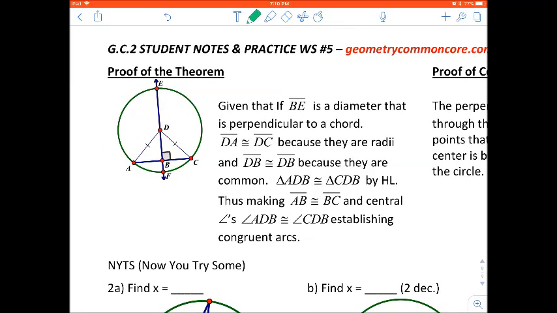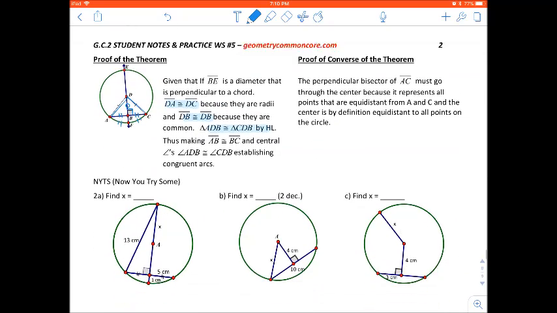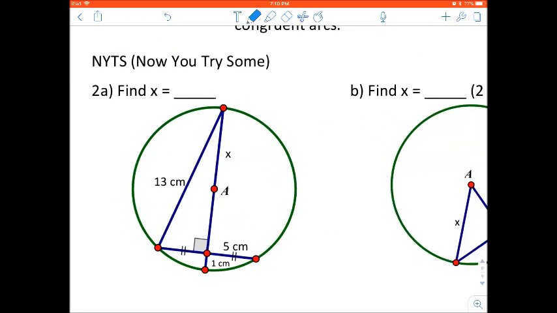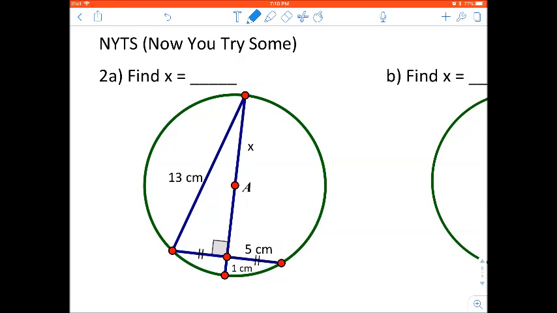If you look at the 2 triangles that are drawn, we have DA and DC as radii, and you have chord AC, and the diameter forms a right angle. If you look at the last piece, DB, then HL shows the 2 triangles are congruent, which means corresponding parts are congruent. So that's why AB and BC are congruent, and then the arcs they subtend are also going to be congruent. Looking at a few applications, it's all drawn for us really.